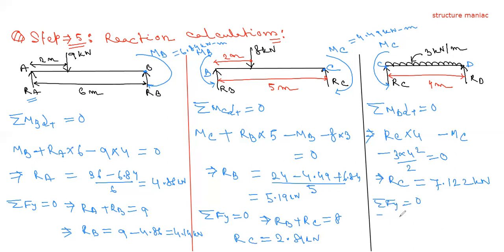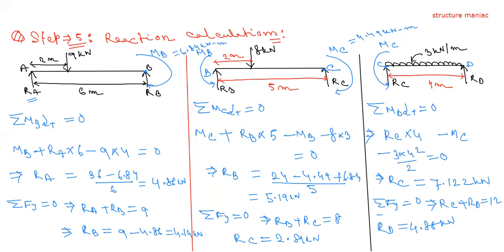So you will have RC plus RD is equal to 4 into 3, 12. So 12 minus 1.22, that gives you the value of RD. So RD will be equal to 4.88 kilonewton.